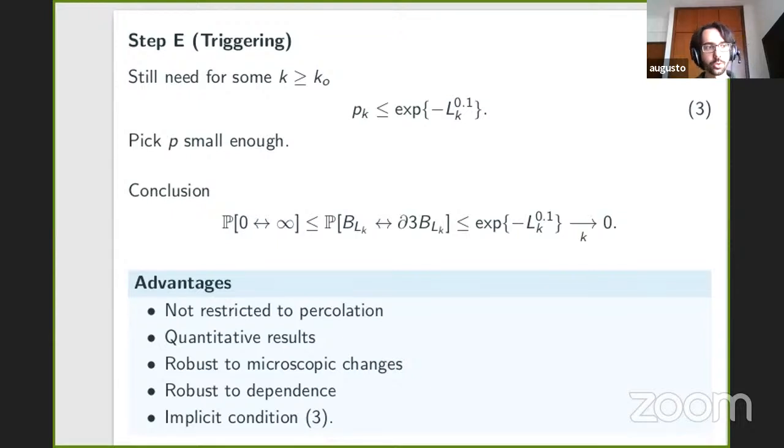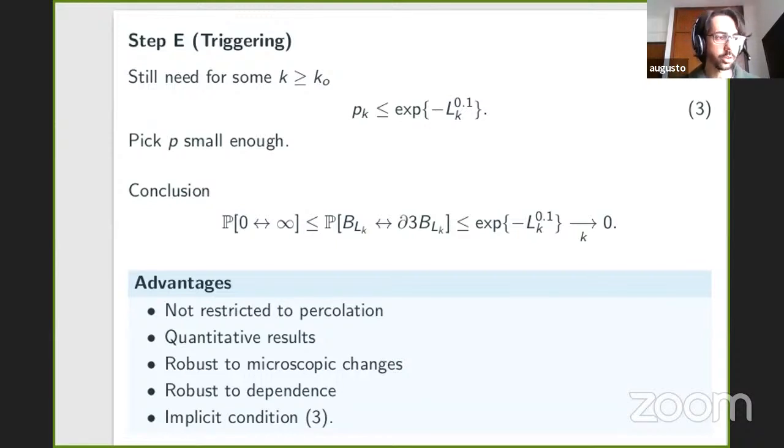This technique is also very robust to dependencies in the model. And this is perhaps the nicest advantage. It's so nice that I'm going to redo this whole proof, assuming that the model is dependent. And that's where you start to see the big advantage.